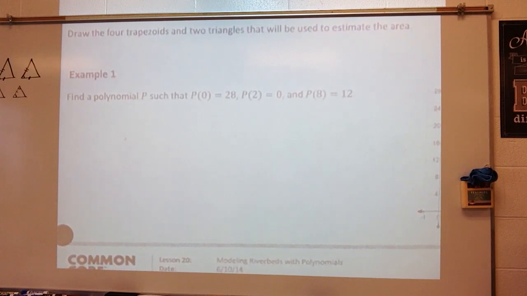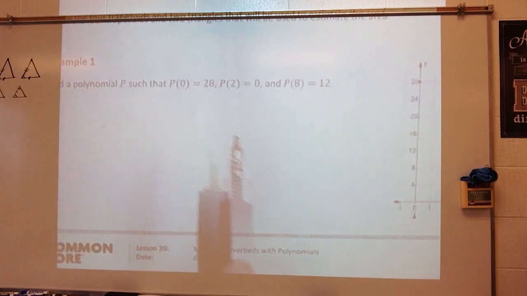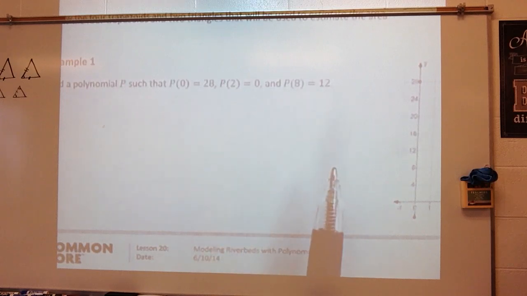Before trying to find a polynomial function whose graph goes through all 5 points, let's try a simpler problem and find a polynomial whose graph goes through just 3 points. So we're going to find a polynomial p such that p of 0 is equal to 28, p of 2 is equal to 0, and p of 8 is equal to 12.